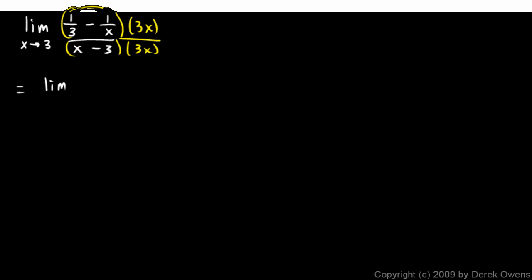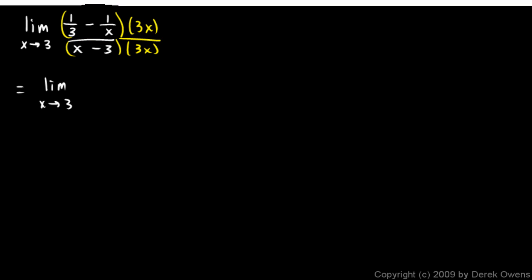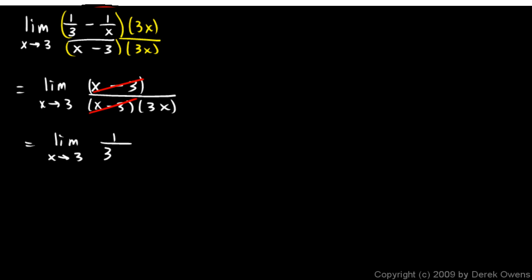Well, this is the limit as x approaches 3, and up top here, the 3x gets distributed to each of those two terms, and that first term is just 3x over 3, which is just x, and then we have the minus sign, and the second term is 3x over x, which is just 3, so it's x minus 3 over this denominator, which is x minus 3 times 3x. And then you can see the x minus 3 cancel. So we're left with the limit as x approaches 3 of 1 over 3x.